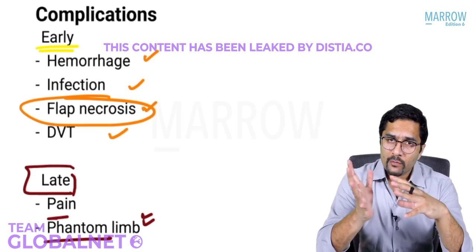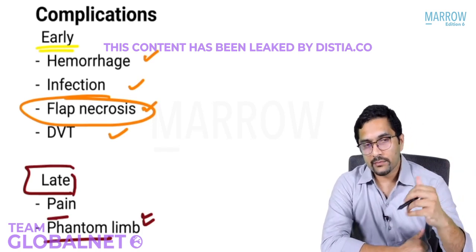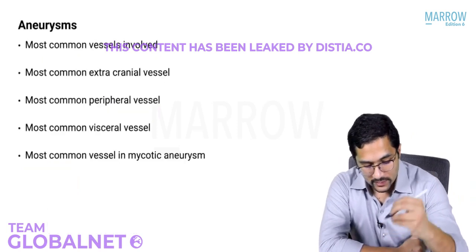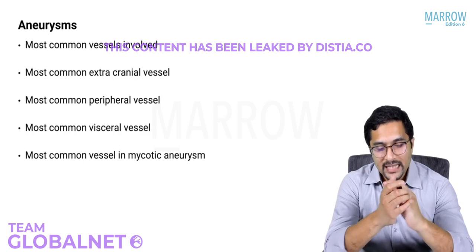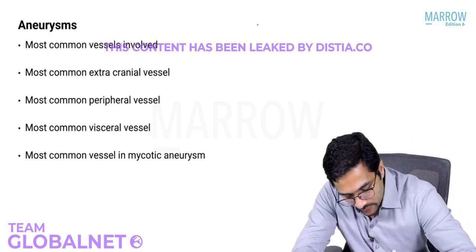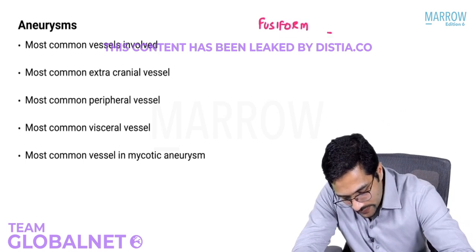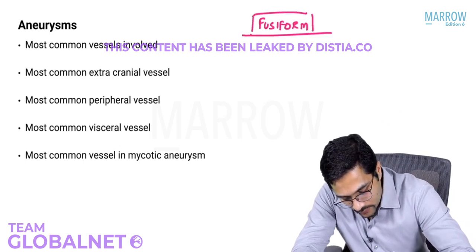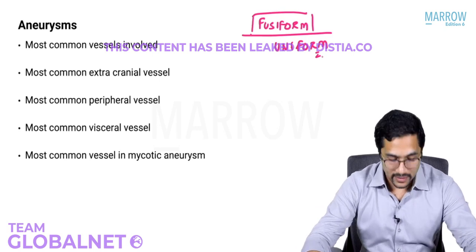Now, moving on from arterial occlusion, let's move on to the next topic in the arterial system, and that is regarding aneurysms. Aneurysm is a dilatation of the vessel, and the most common type of aneurysm is a fusiform aneurysm. Fusiform is when there is uniform dilatation of the vessel.